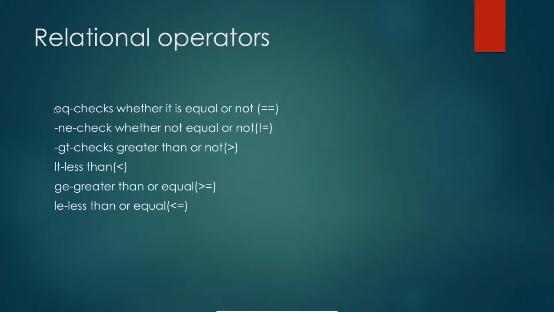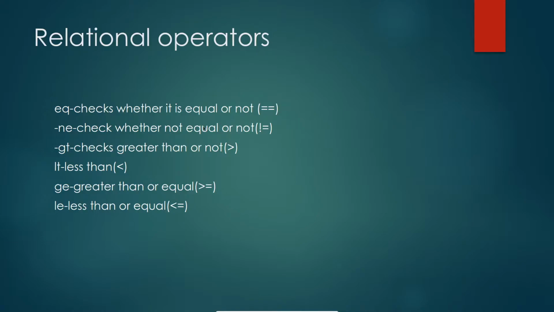In order to use relational operators, you need to specify this letter, eq. It means a relational operator. You need to place it between two variables to check whether the two variables are equal or not. So this is the operator, and this is the description. It is equivalent to double equal to in C programming. NE means not equal to, GT means greater than, LT means less than, GE means greater than or equal, and LE means less than or equal.